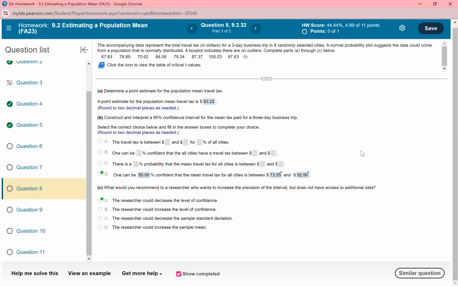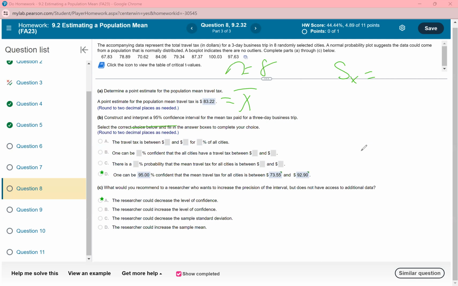So again, we have data values. The company data represents the total travel tax in dollars, for a 3-day business trip in 8 random cities. A normal probability plot suggests it comes from a population that is normal. The box plot indicates no outliers, so we may proceed. All right, you'd put all those numbers into L1. You would run your 1-var stat. After you run your 1-var stat, this is your X bar right there. You would pick up your standard deviation as well, the S of X. You already have your N is 8.